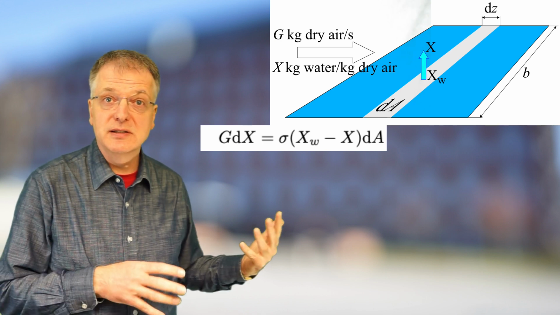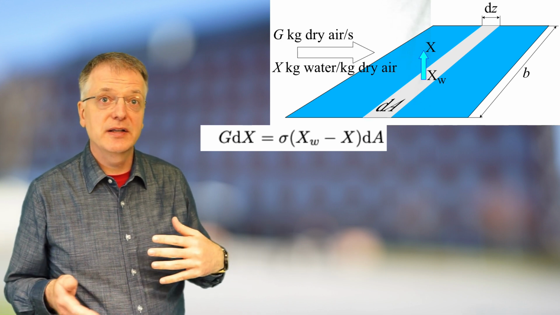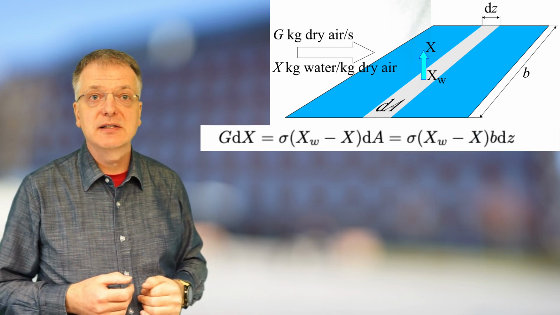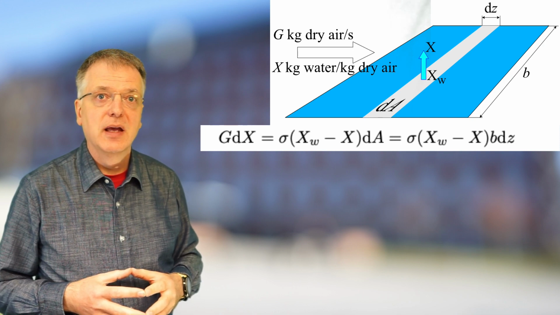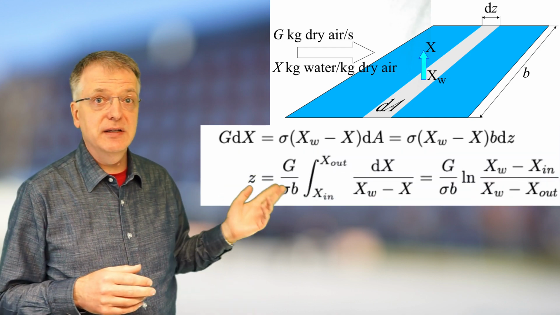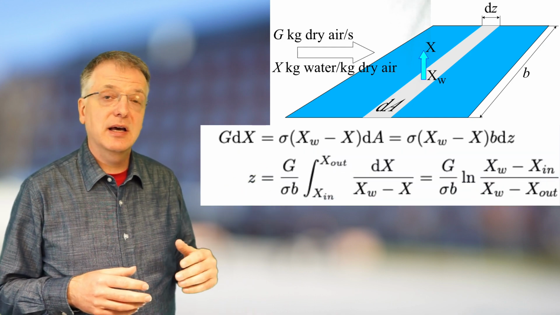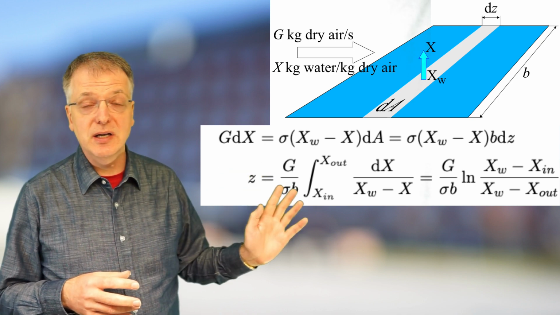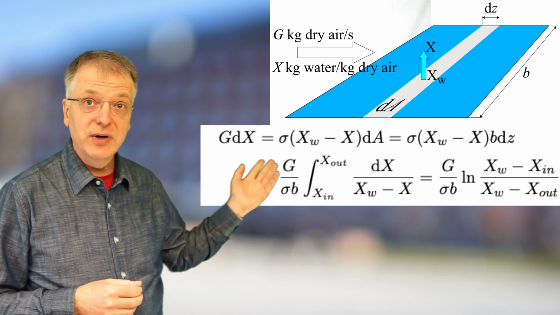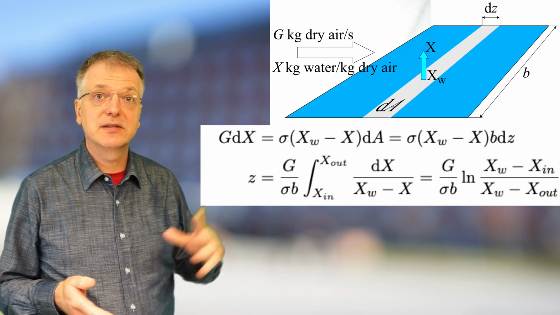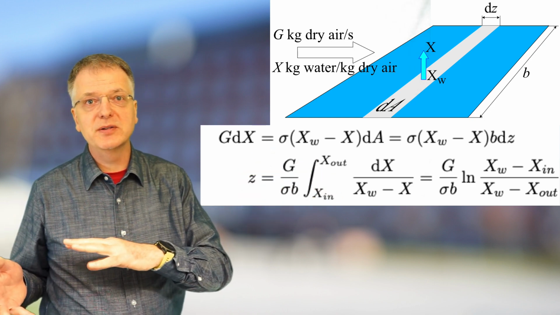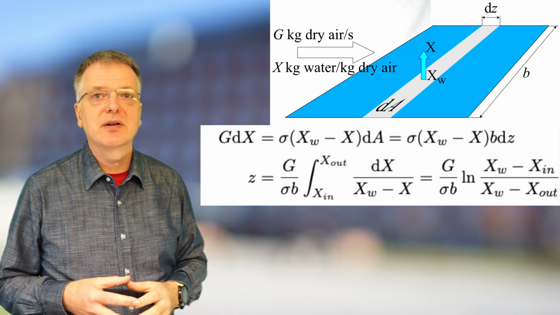To get to the same unit as g times dx, we multiply with the area dA of the slice. Note that dA equals b times the thickness dz of the slice. What we get is a separable differential equation. If we shuffle around, we have z equals g divided by sigma and b times the integral from x in to x out of dx divided by xW minus x. After integration, we get the length z of the dryer as g divided by sigma and b times the natural logarithm of xW minus x in divided by xW minus x out.